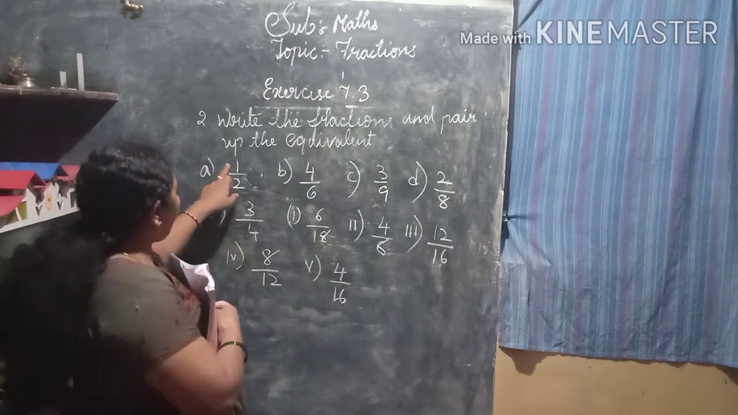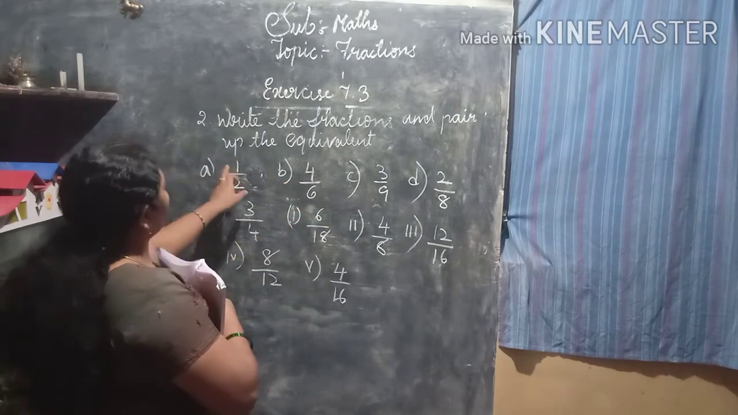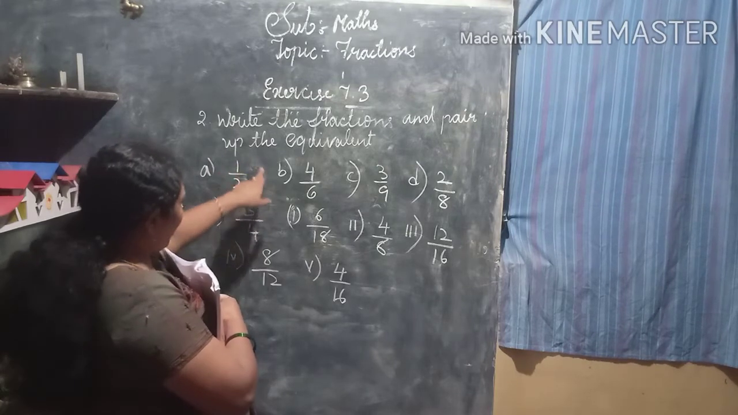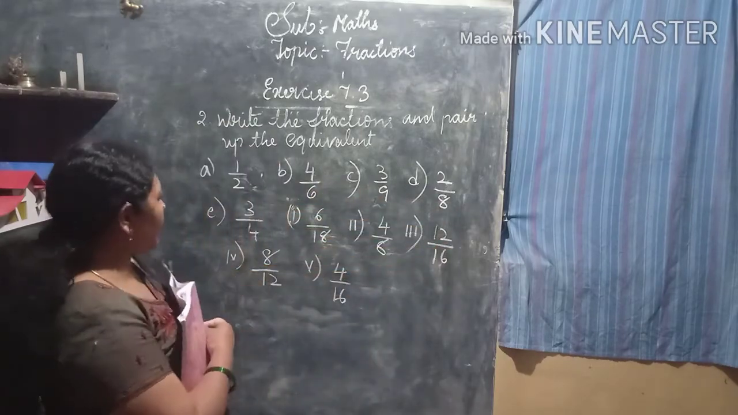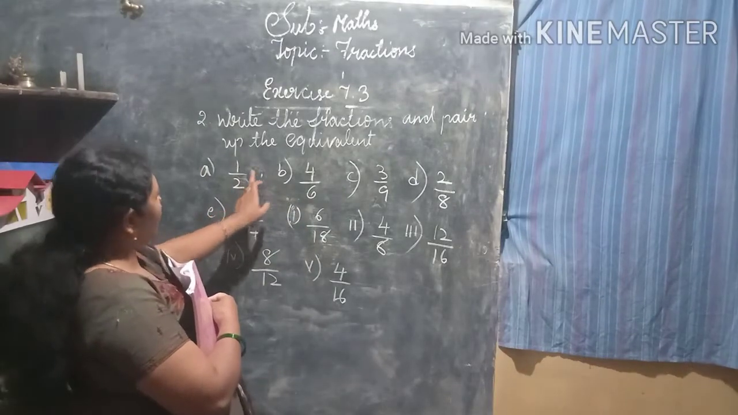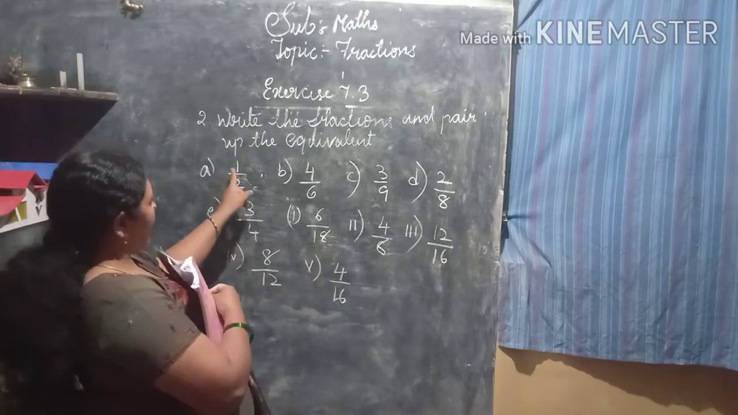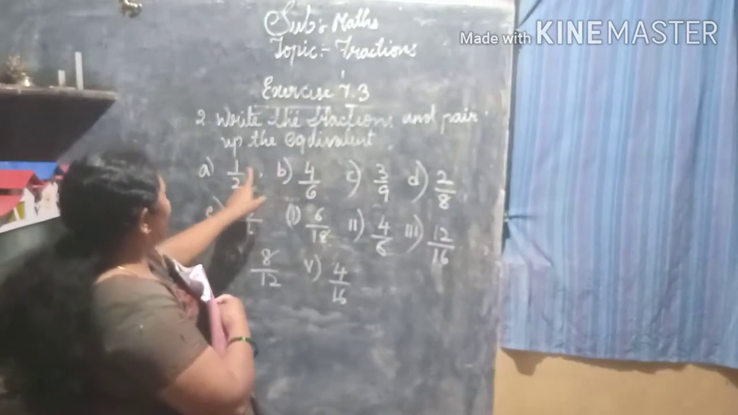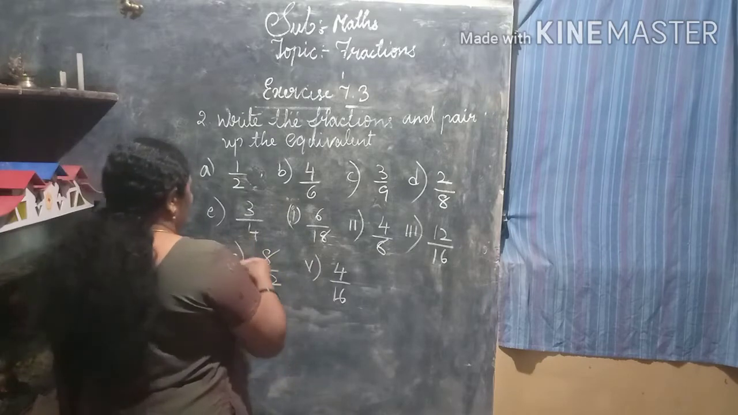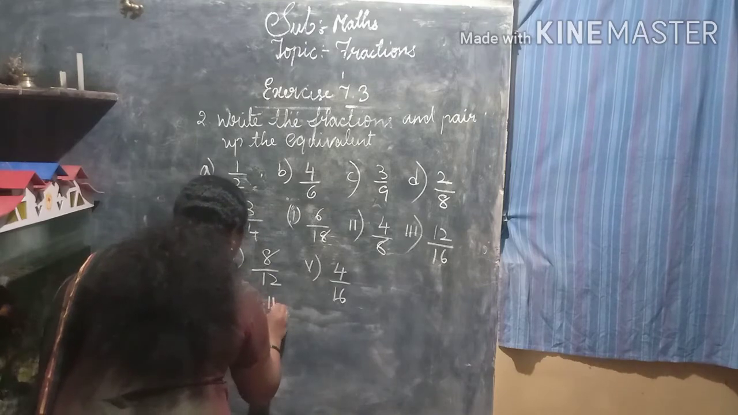Now look at it. 1 by 2. For 1 by 2, which can be a pair? Multiply 1 into 2, you will get 2. 2 2s are 4. So 2 by 4. Do you have 2 by 4 anywhere? No. Okay. Next time multiply by 3. 3 1s are 3. 3 2s are 6. Is there any 3 by 6? No. Again multiply by 4. 1 4 is 4. 2 4s are 8. Is there 4 by 8? Yes. So we can match it as A and 2.